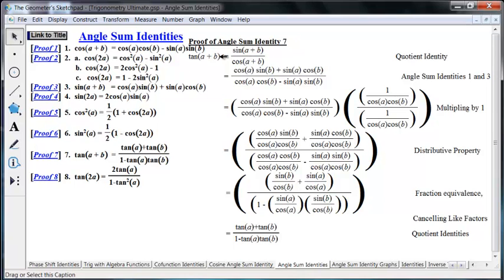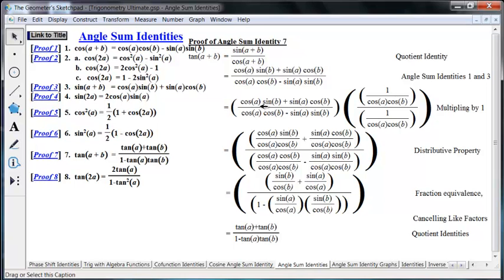Now, on the numerator, we're going to use property 3. Sine of A plus B is cosine A sine B plus sine A cosine B. And in the denominator, we're going to use property 1, that's cosine of A plus B becomes cosine A cosine B minus sine A sine B. Now what we're going to do is multiply top and bottom of this fraction by 1 over cosine A cosine B. And of course that distributes, and it makes 2 little fractions in the top and the bottom of the big fraction.